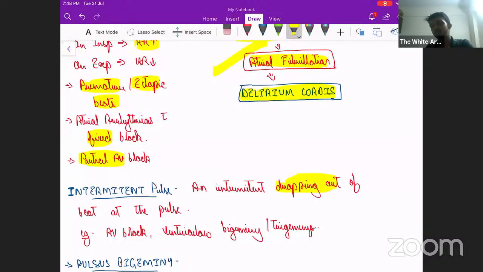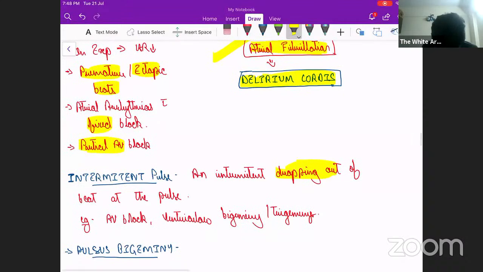So what you'll feel is that you'll get two pulses and miss out one pulse when there's a 2:1 block. This dropping out of pulse is called intermittent pulse. And when does this happen? In case of AV block, ventricular bigeminy, ventricular trigeminy and so on, you expect this to happen.